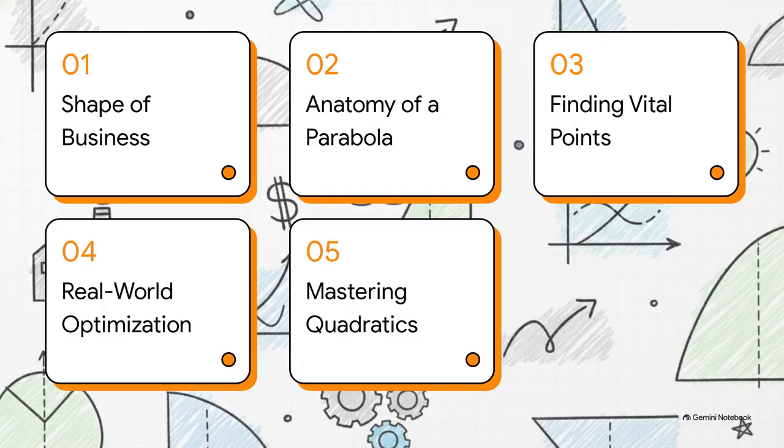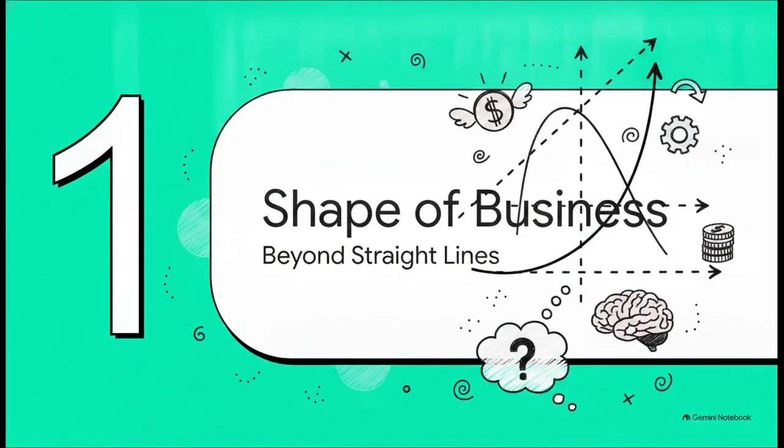Here's our roadmap for today's journey. We'll start with the shape of business, then look at the anatomy of a parabola, followed by finding the vital points, real-world optimization, and finally, mastering quadratic functions. Let's jump right in. Section 1. The shape of business beyond straight lines.